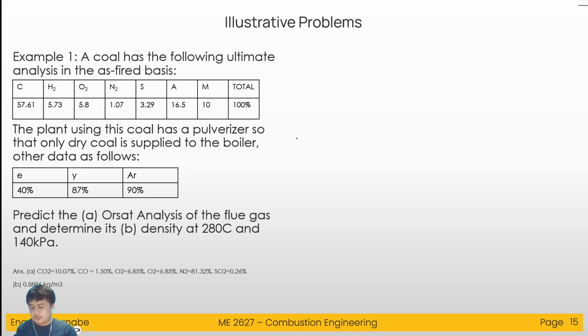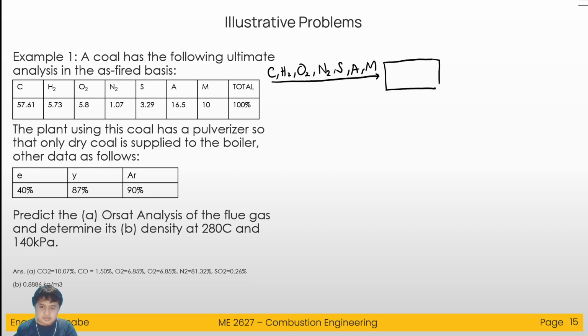First we need to visualize how this happens. If you have this fuel, it goes through a dryer. You have your carbon, hydrogen, oxygen, nitrogen, sulfur, ash, and then moisture. It goes first through a dryer, and it is also pulverized. We've discussed before why we need to pulverize. So we just want to include here the dryer.